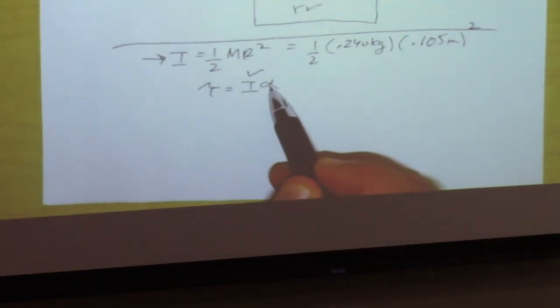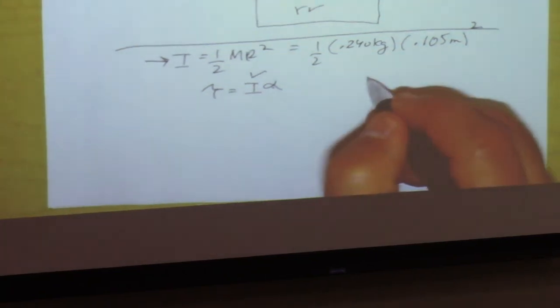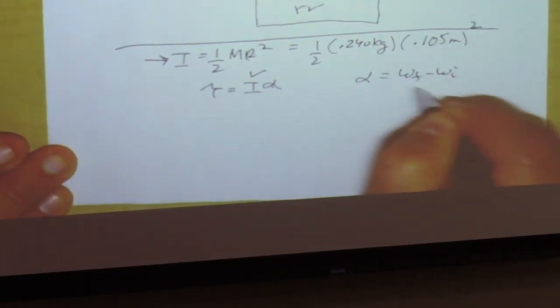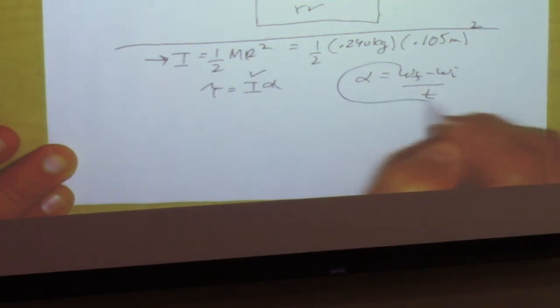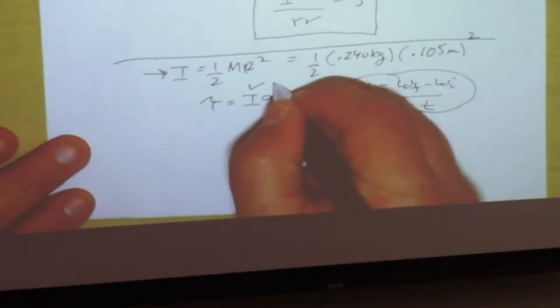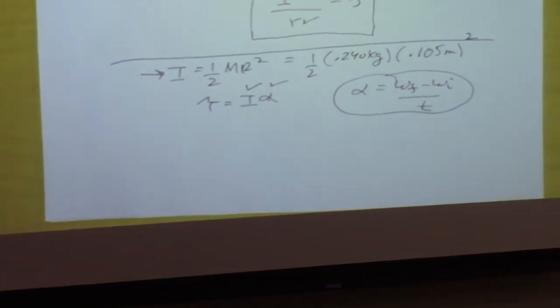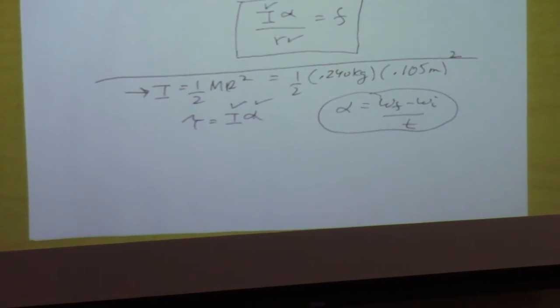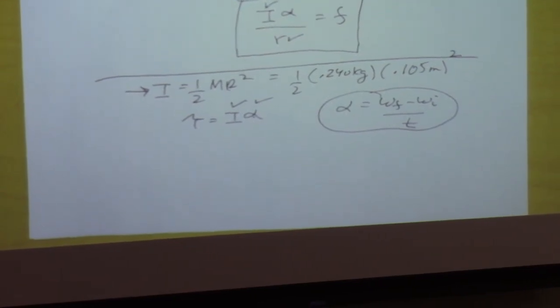You could also calculate alpha. We've done that before, a couple of problems today. Omega final minus omega initial divided by time. So I'll leave it to you then to get alpha. Okay? Good. So once you do, I times alpha. Be careful with units. That's my last piece of advice for that one. All right, questions on that one?